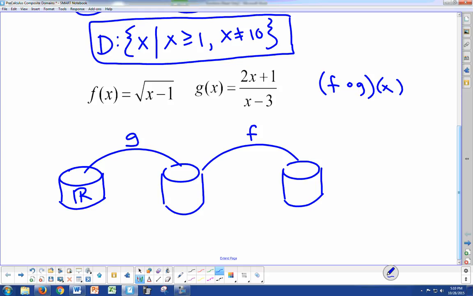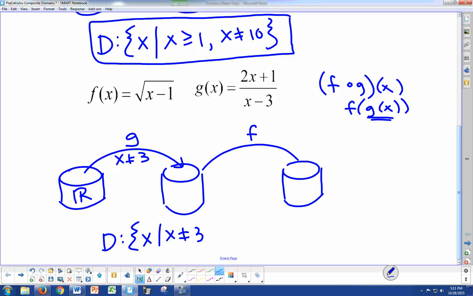And we see this time we're going to process through g, and that's because f of g of x is what we're looking at. We're going to do the g function first. We know that x cannot equal 3 here, so we're going to write that. In our domain, we're going to start out by saying x cannot equal the number 3. That's just realistic, because that's the first function we go through.